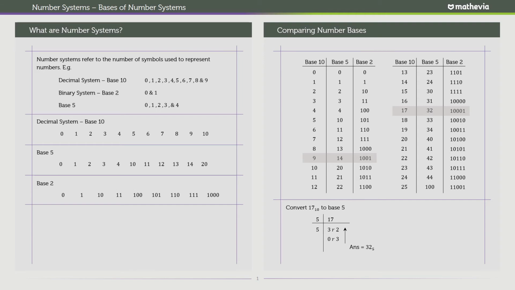17 divided by 5 is 3 remainder 2. Now we can't divide 3 by 5, but we just go ahead and say 3 divided by 5 and write 0 remainder. We'll just put the 3 down. And when you read from the bottom to the top, you have 32 base 5.